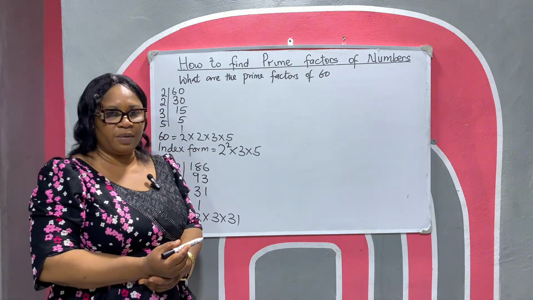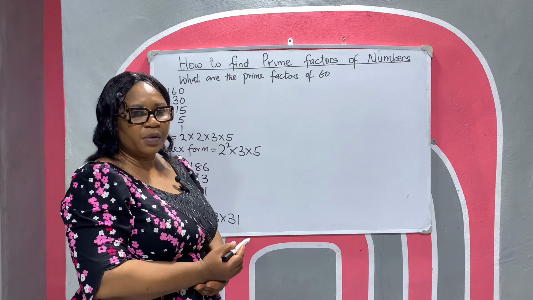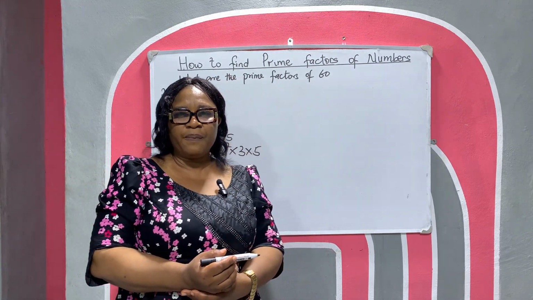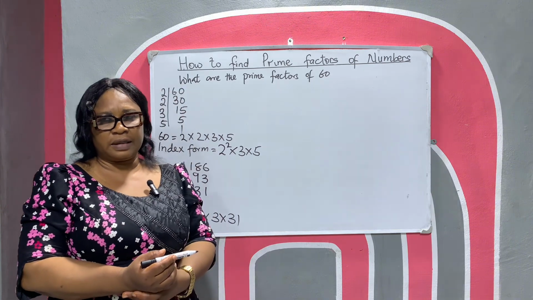So let's get to another number. As we do some examples, we understand more about what we are talking about. So let's see the prime factors of 164.